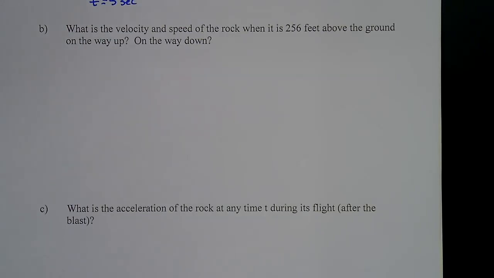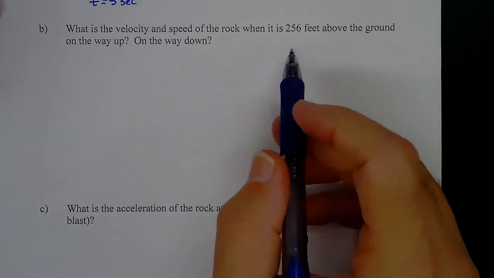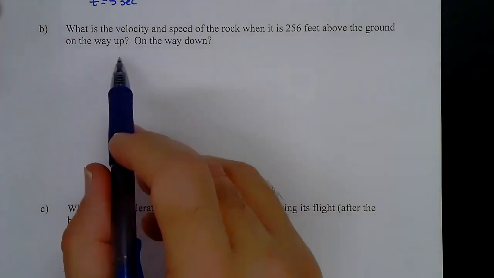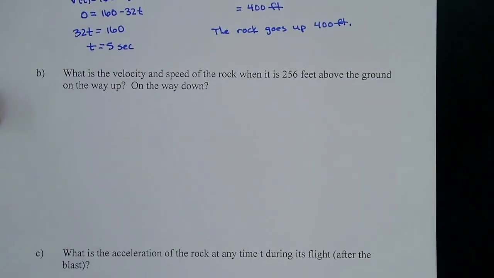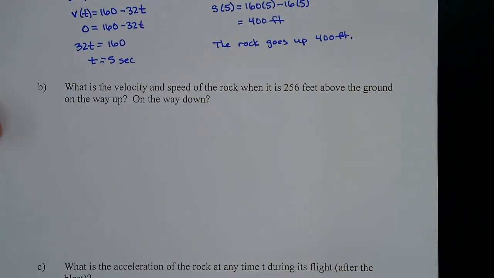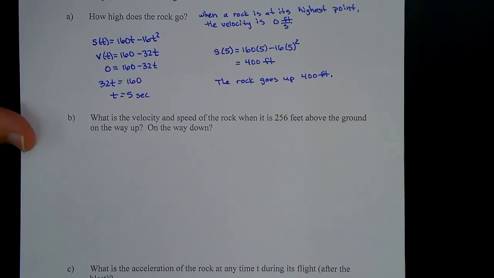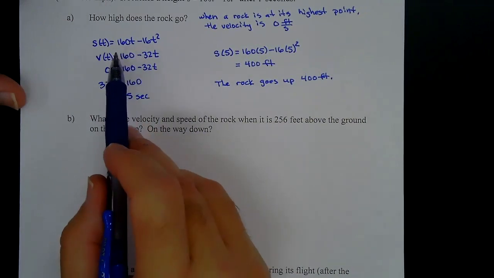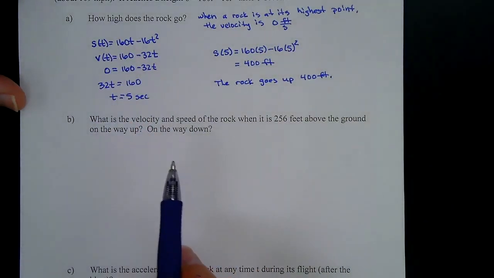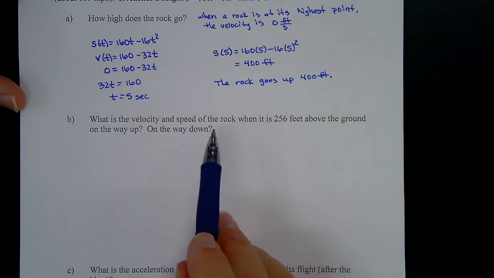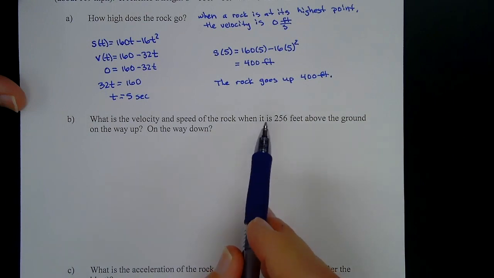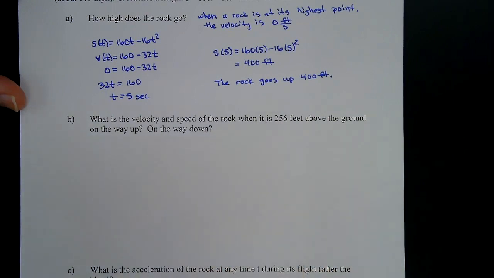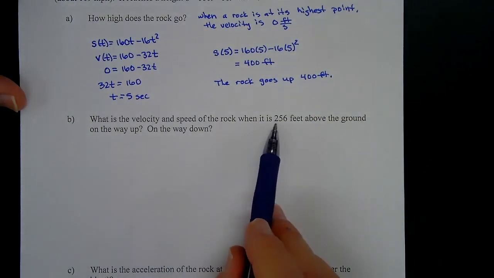So this time we need to find the velocity, and we also want to find the speed of the rock when it is 256 feet above the ground on the way up and also on the way down. Now it reached 400 from above, right? Let me zoom out a little bit. Okay, so from up here, we have the position and we have the velocity, okay? So we want to know the time in which the position is 256 feet. Now, it hits 256 feet on the way up to 400, but then also on the way back down from 400, right? It's going to hit this 256 feet.